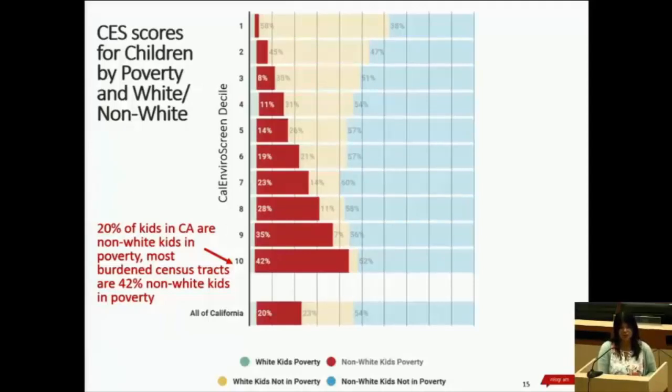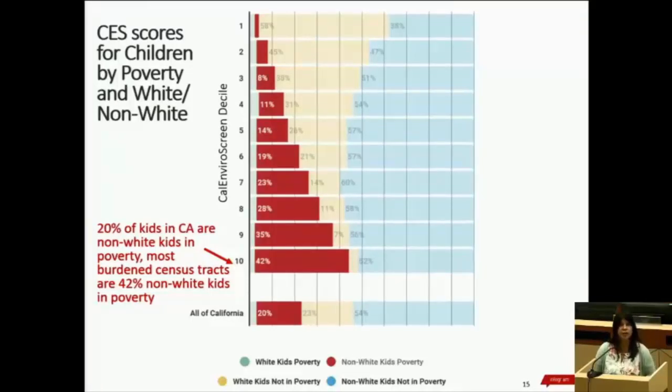The interesting finding we saw was that non-white kids in poverty were the highest proportion, much higher than statewide, in the highest CalEnviroScreen, most burdened places. So it shows that race as well as poverty are playing a role in the makeup of the communities that have the most cumulative pollution burdens.